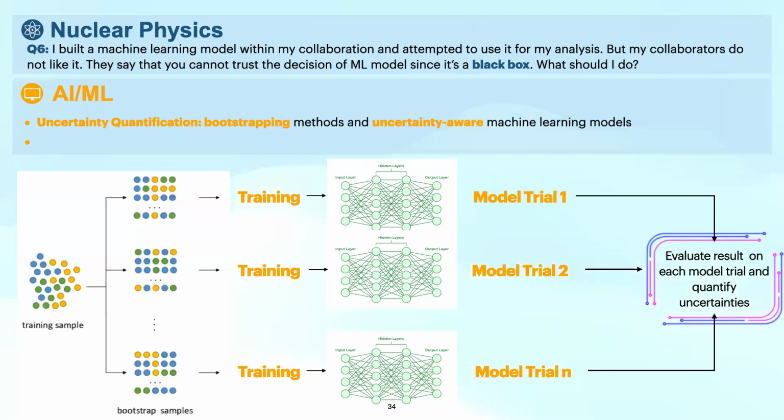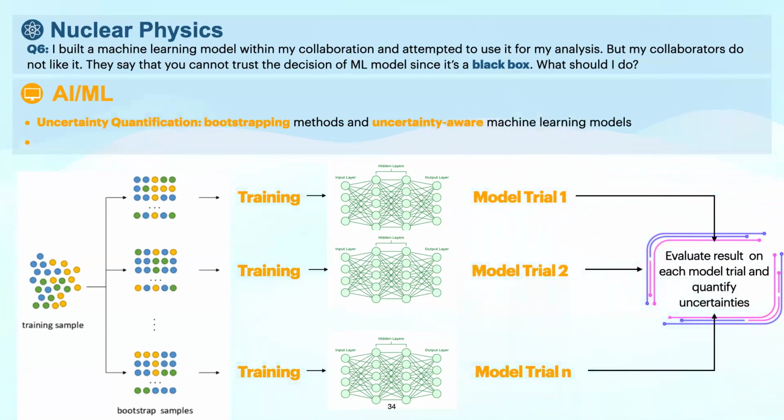Okay, the last question is one of the most important questions, I think, and also a question I get a lot when I'm doing machine learning. I build a machine learning model within my collaboration and attempt to use it for my analysis, but my collaborators do not like it. They keep telling me you cannot trust the machine learning model's decision because the machine learning model is a black box. So in this case, what should you do? What should you show your collaborators that the machine learning model actually works and is reasonable to use for the physics analysis?